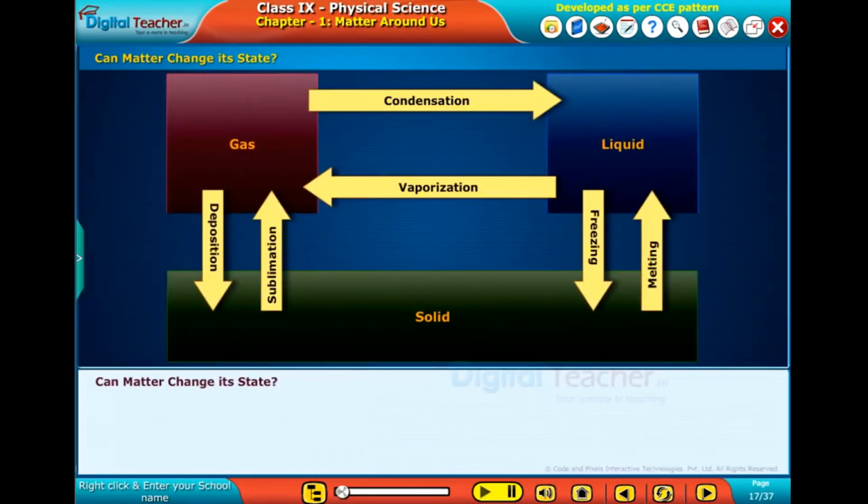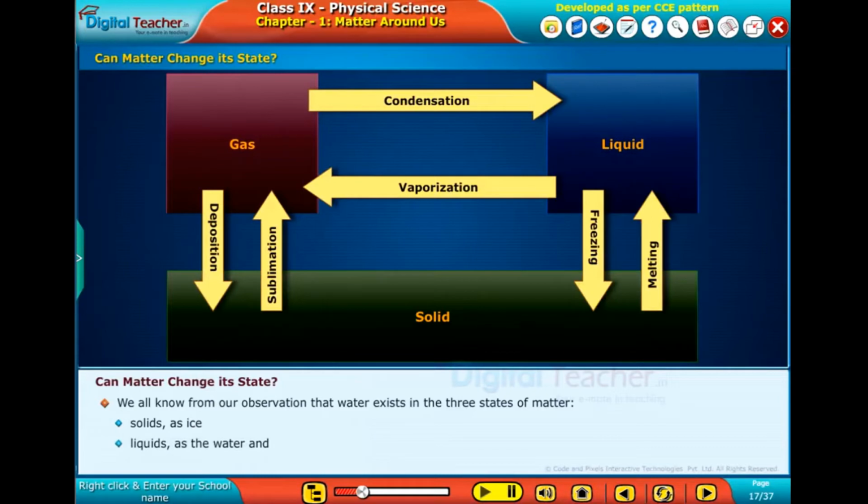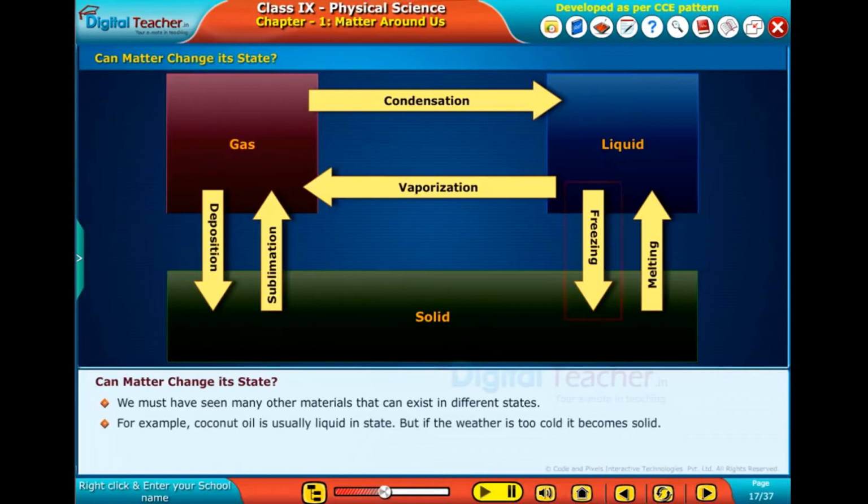Can matter change its state? We all know from our observation that water exists in the 3 states of matter: solids as ice, liquids as the water, and gases as water vapor. We must have seen many other materials that can exist in different states. For example, coconut oil is usually liquid in state, but if the weather is too cold, it becomes solid.